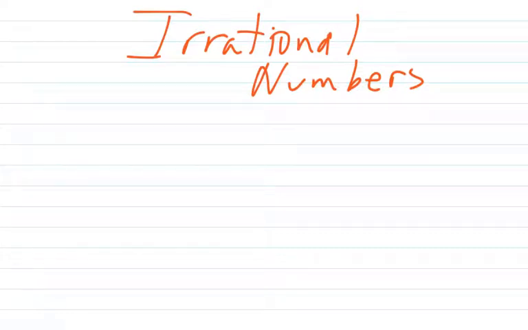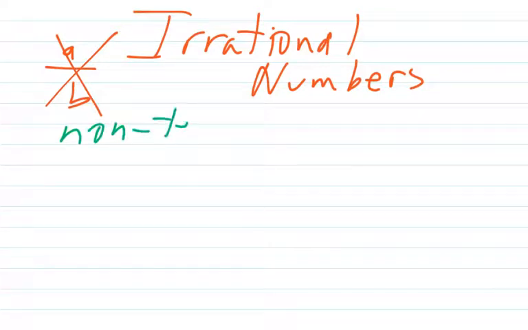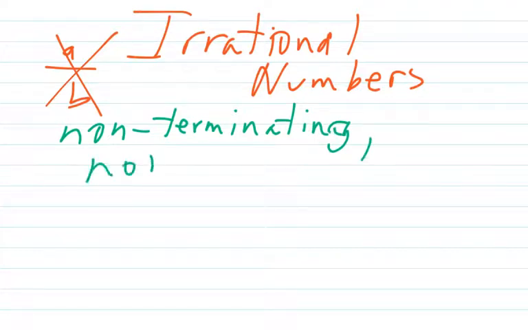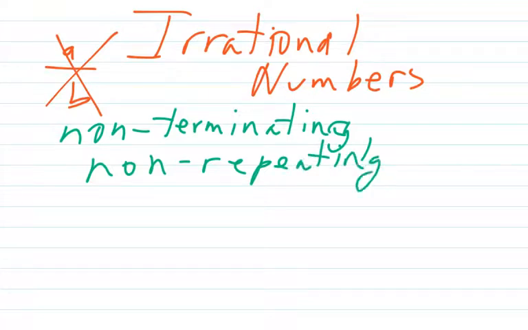Irrational numbers cannot be written as fractions in the form of a over b, so it can't happen, okay? So really, we have to look at the decimal for irrational numbers, okay? And irrational numbers are non-terminating and also non-repeating. So I'll explain more what that means in a second. Basically, irrational numbers as decimals don't stop and they don't have a repeating pattern in them.